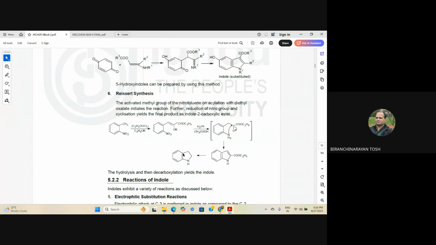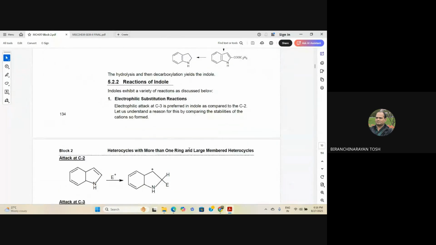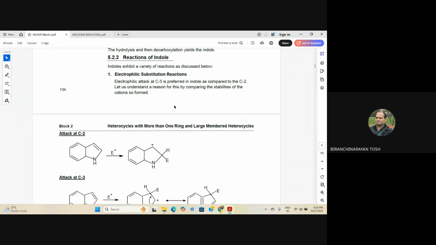So the double bond is there; it will not be removed. Then about the reactions, indole undergoes electrophilic substitution reaction. Electrophilic attack at C3 is preferred in indole as compared to C2. Why? Because nitrogen is more electronegative, so obviously this double bond will move towards nitrogen, and here the carbocation will be formed. So C3 is preferred in comparison to C2.